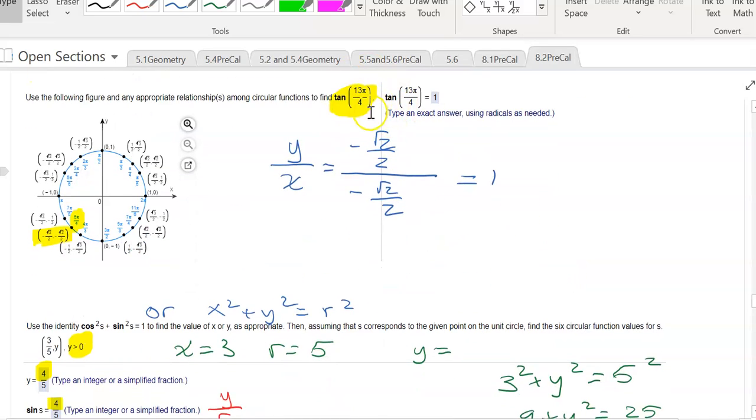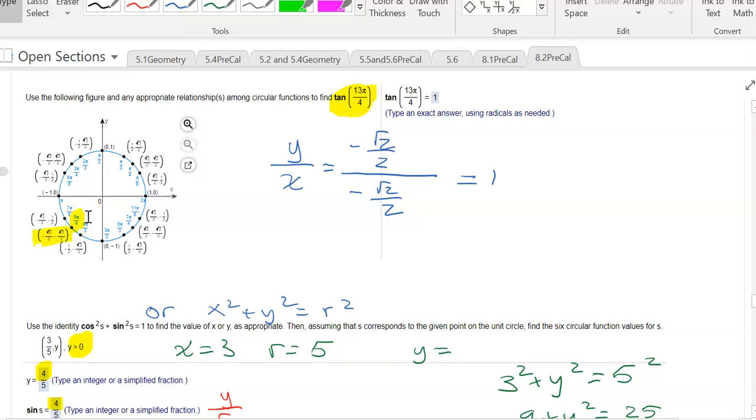Tangent of 13 pi over 4. So we're traveling by 13 pi over 4s, or 13 45 degrees, and this is in a positive direction. So I travel 1 pi over 4, 2 pi over 4, 3, 4, 5, 6, 7, 8, 9, 10, 11, 12, and 13. So that's one way of doing it.